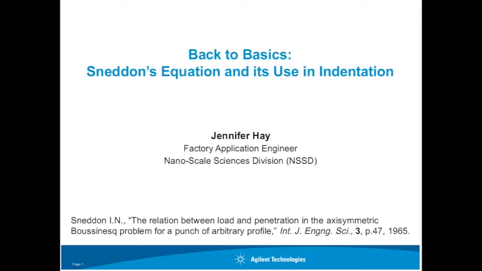Today I'm going to review an article that is frequently cited in indentation literature, and of course I'm talking about Ian Sneddon's landmark article published in 1965 entitled The Relation Between Load and Penetration in the Axisymmetric Boussinesq Problem for a Punch of Arbitrary Profile.